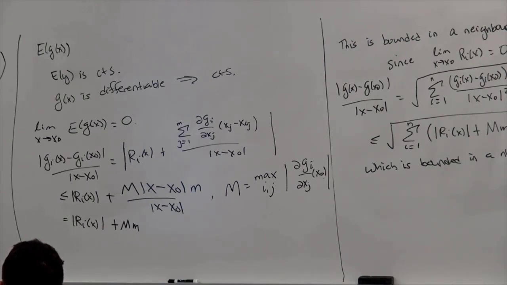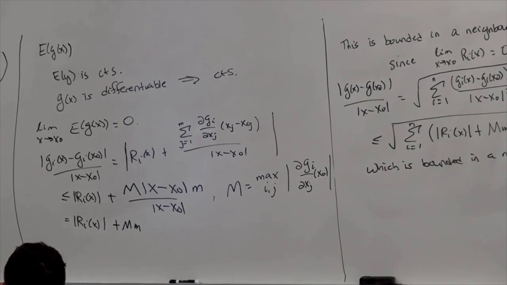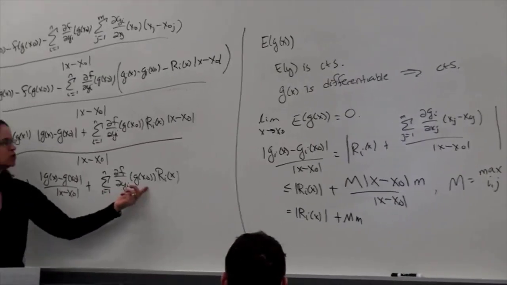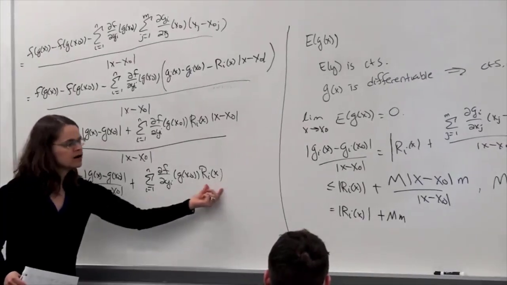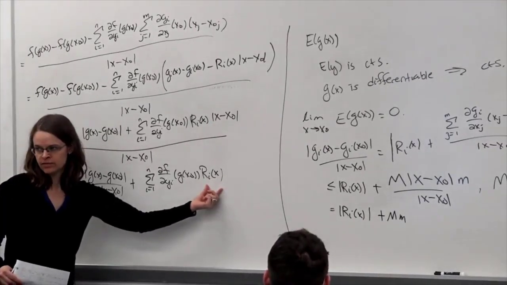Okay, so this term goes to 0. This is bounded, so this product goes to 0. What about this term here? What do we need to do with this one? Nothing, yeah, we're done, right? So these are just numbers, right? The f is differentiable, the partial derivatives exist. We're only looking at the partial derivatives at one particular place. So these are just some finite numbers. Ri, we know, limits to 0.